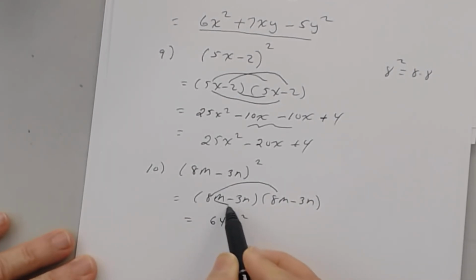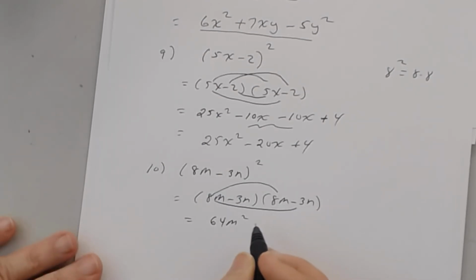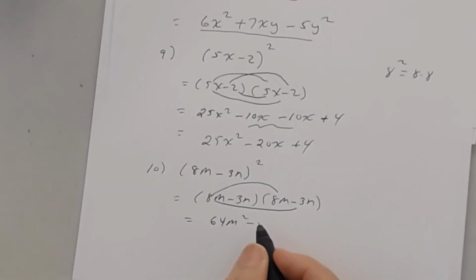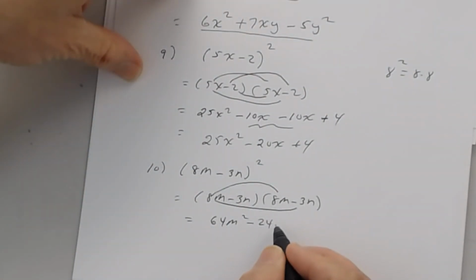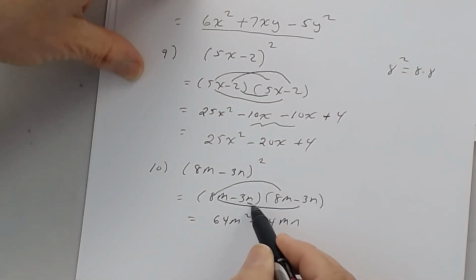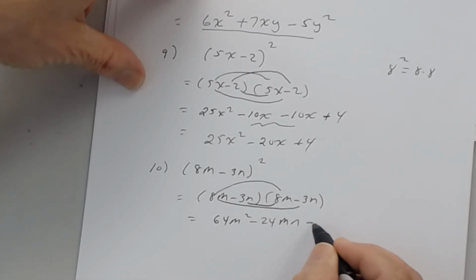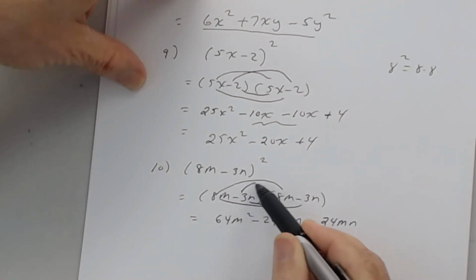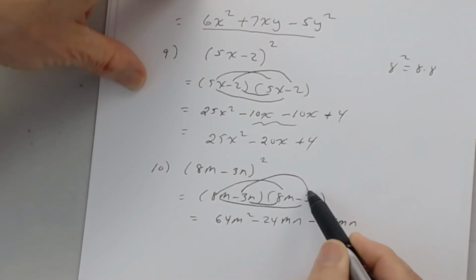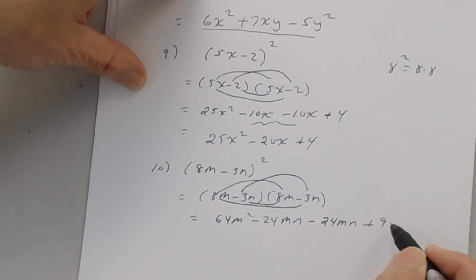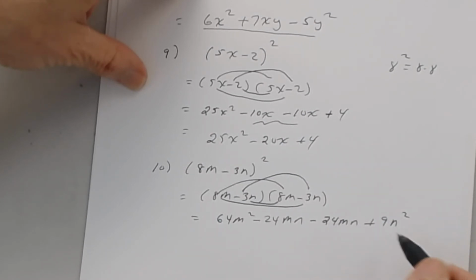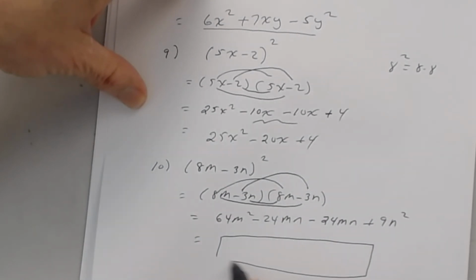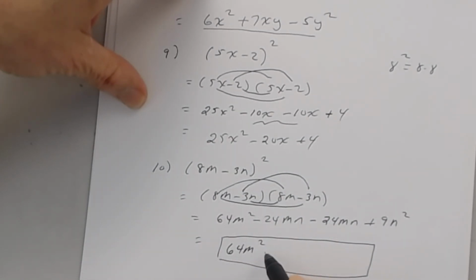The outer. What is 8m times a negative 3n? Don't you guys give me the sign. Don't just say 24. You know what it is. Negative 24mn. The inner. What's a negative 3n times 8m? Negative 24mn. And the last. What's a negative 3n times a negative 3n? Positive 9n squared. Very good. Combine like terms, and there's your answer. What do I get? 64m squared minus 48mn plus 9n squared.